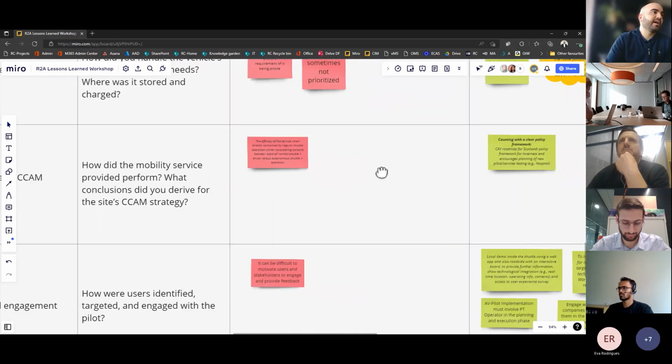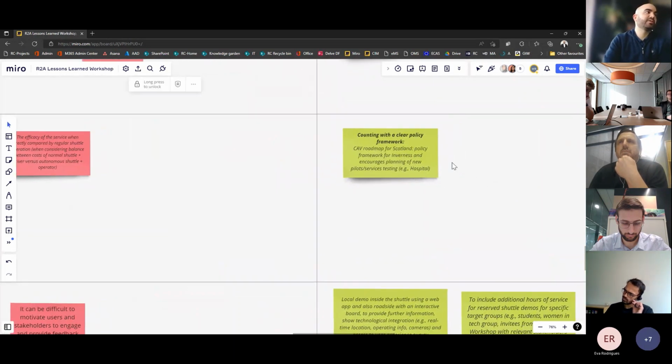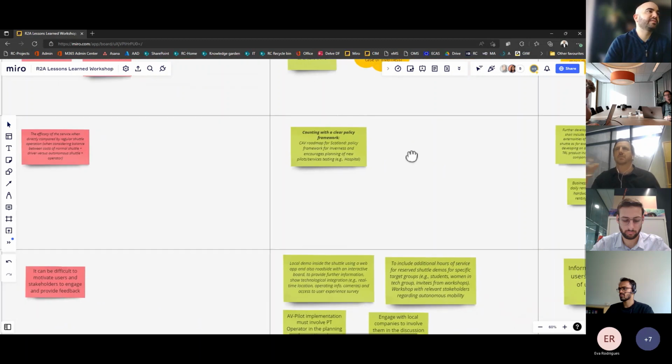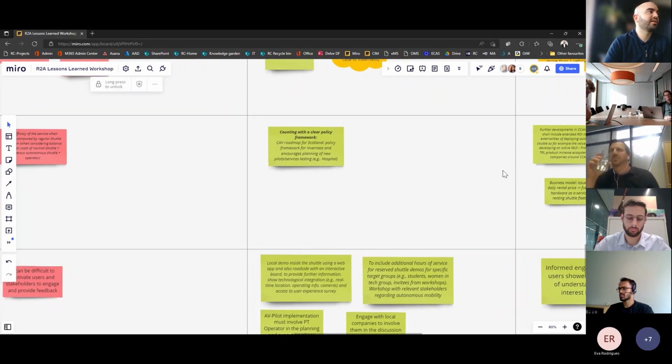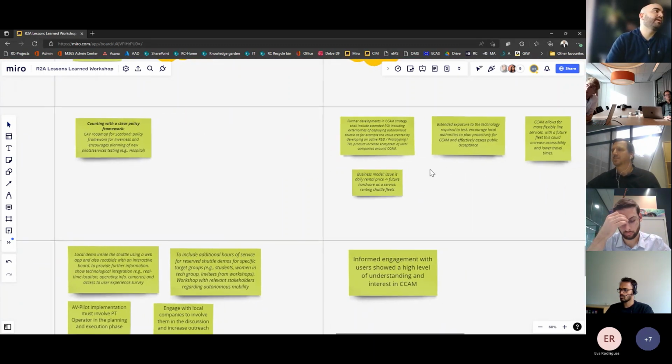Yeah, that was highlighted as a challenge, and as a success factor: counting with a clear policy framework, a clear set of goals and a roadmap for CCAM as an encouragement for the planning of these services, and how that can really push forward such efforts, and also the engagement of stakeholders. This was the case in Scotland, where the colleagues in Inverness really felt that the overall CAV roadmap was a big support, and pushing forward now with new pilots.